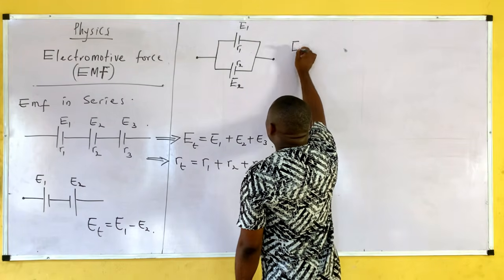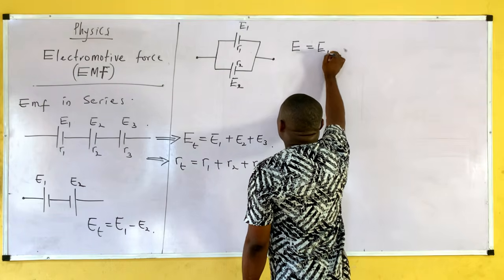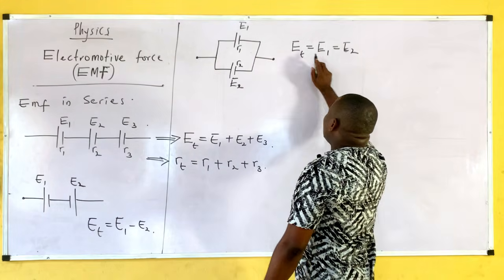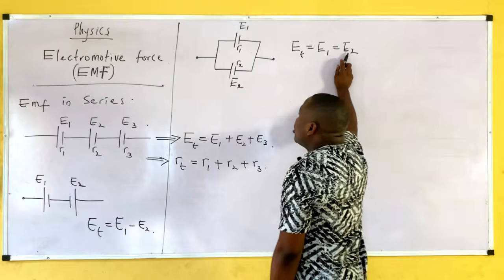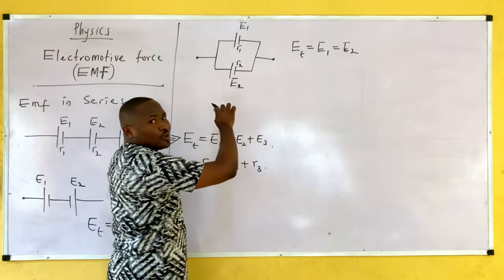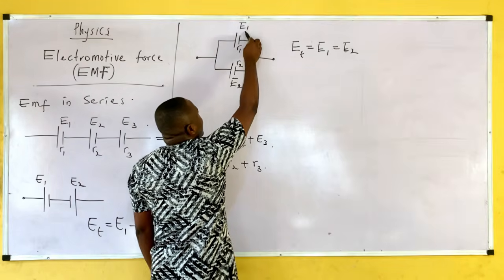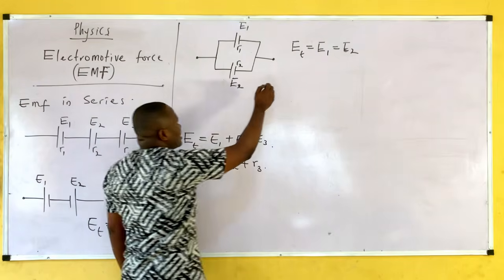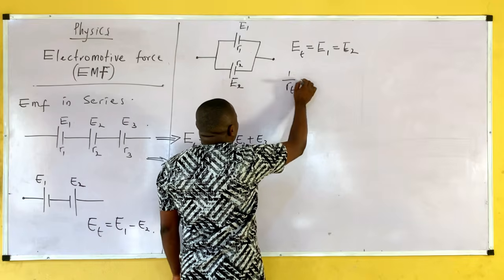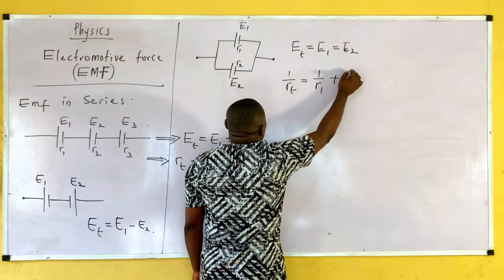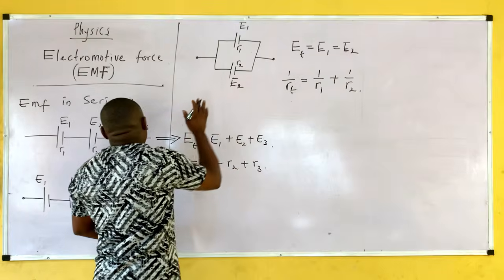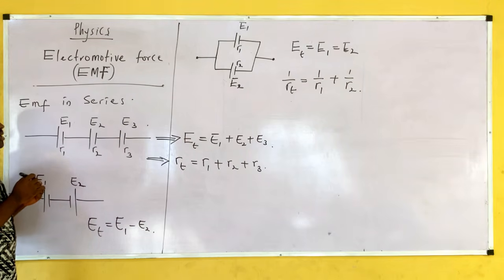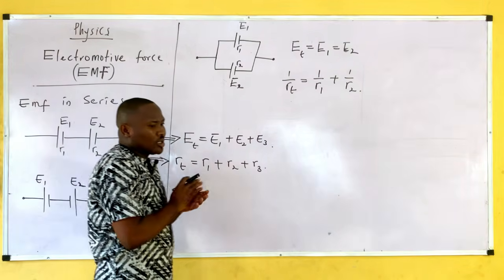Take note, the E total is equal to EMF 1, which is equal to EMF 2. So the total EMF in this cell is equal to EMF 1, which is equal to EMF 2. So once you have EMF in parallel, whichever one of the EMFs is equal to the total EMF. Take note of that. What about the internal resistance? 1 over r total is equal to 1 over r1 plus 1 over r2. So this is how we calculate when they are in series and in parallel. So we'll look at some questions now to portray these points.